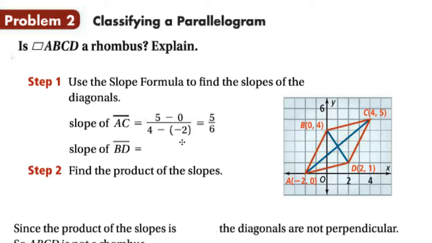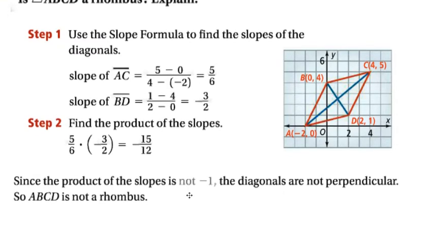So the slope of AC is 5/6. Using our slope formula for BD, we get -3/2, and the product of those two is -15/12, which is not -1. So since the product is not -1, it's not a rhombus.